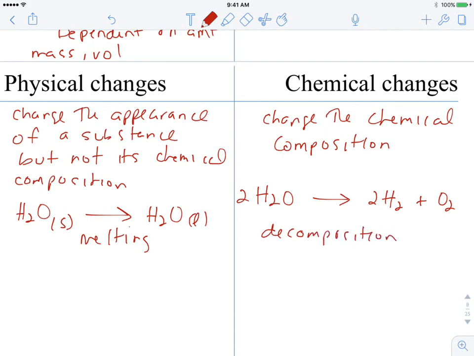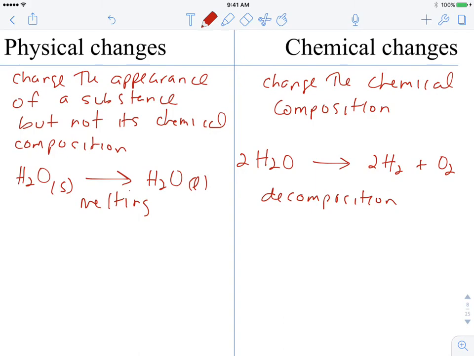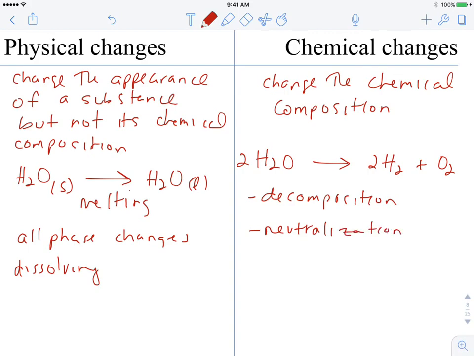So when you undergo a chemical change, you're looking for new substances being formed. When you undergo a physical change, it's the same substance. So physical changes, it's all phase changes. All phase changes are physical changes. Dissolving: if I dissolve salt in water, it's a physical change. Any sort of thing where I change just its appearance, not what it actually is made up of. Chemical changes, so we have a decomposition here. If you have an acid and a base, they can neutralize each other, so neutralization. You could have rusting, corroding, combustion. So these are the changes that are chemical changes.